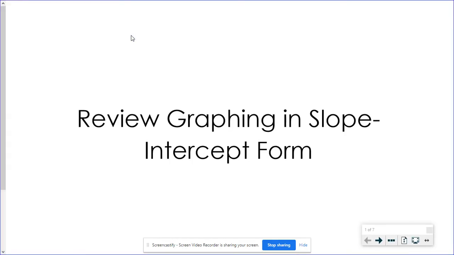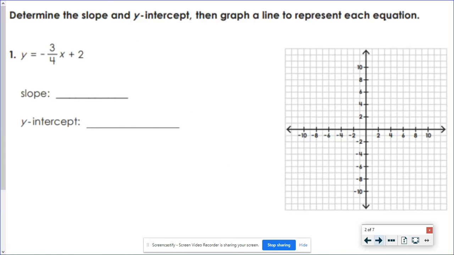Hello, math students. To get ready for our next unit and to review for the forward exam, we're going to talk today about graphing lines, graphing equations in slope-intercept form. We've already done a whole graphing unit. We just kind of need to refresh everybody's memory before we move on. So if I give you an equation like number 1, we want to be able to find the slope and the y-intercept, and then once we have those two pieces of information, we should be able to graph it.